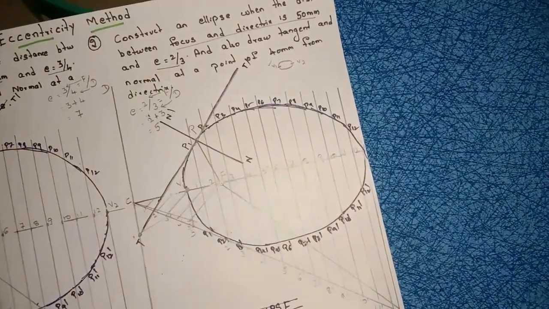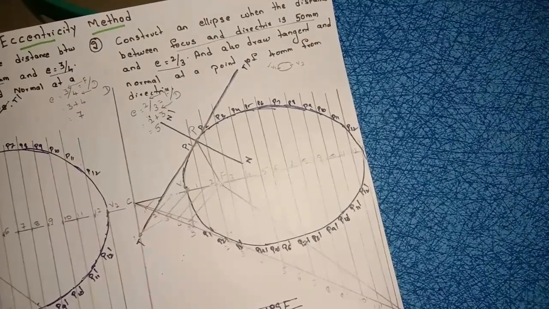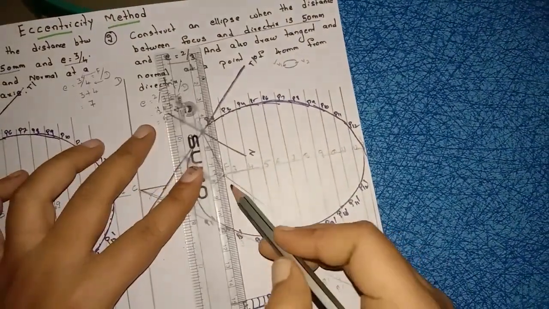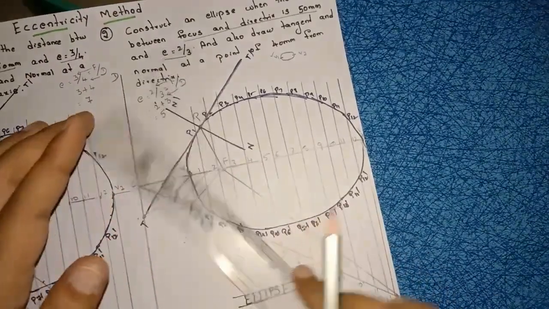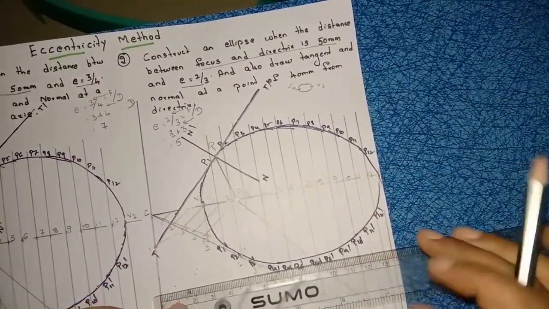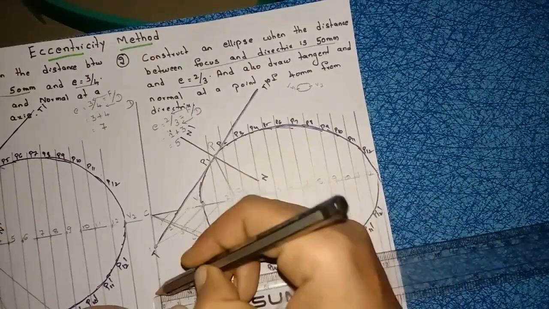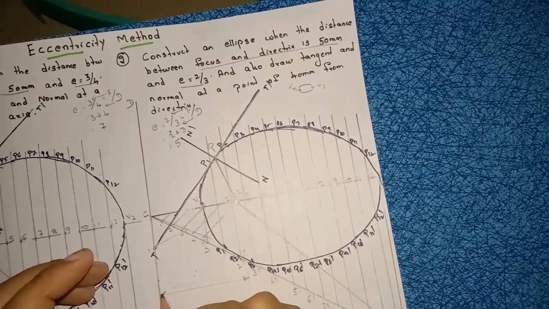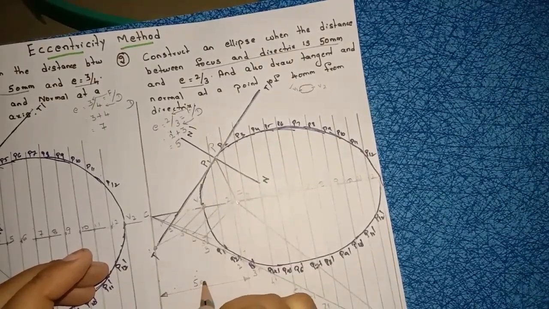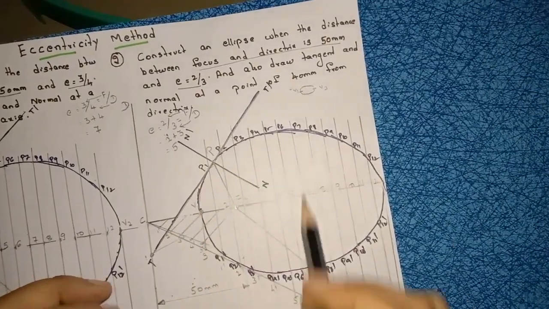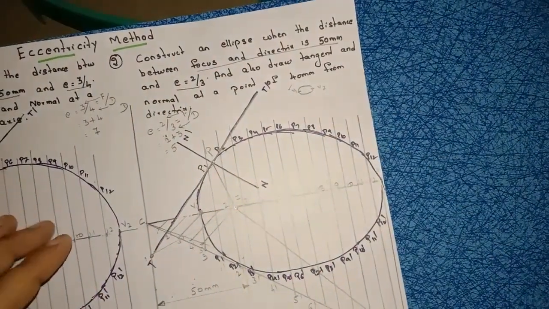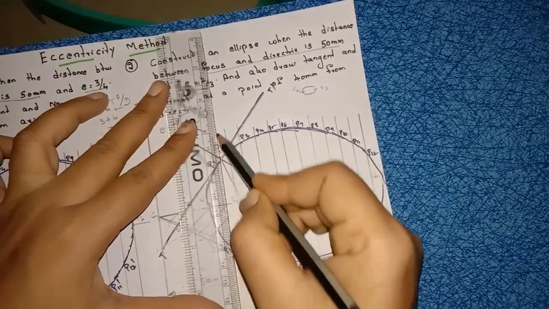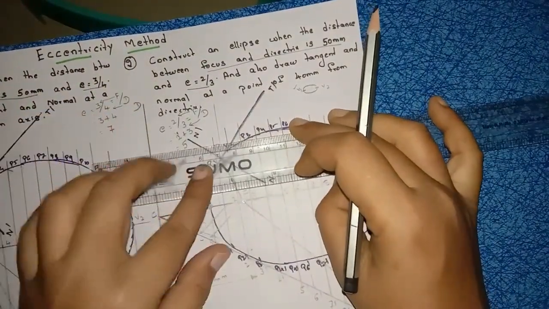Right? So you have to mark the dimensions properly. Distance between focus and directrix is 50 mm, right? So distance between focus to directrix is 50 mm. Draw the dimensions properly. Whatever is in the question, you have to mark the dimensions here. 40 mm directrix, right? So from P, draw the extension line, right?